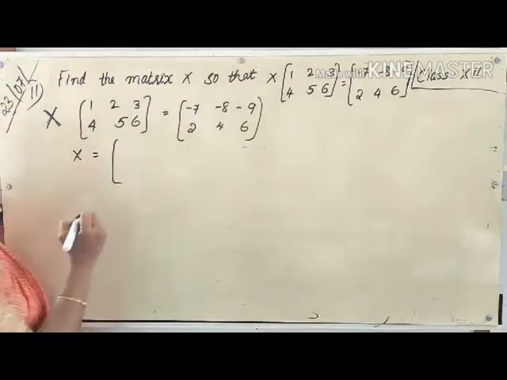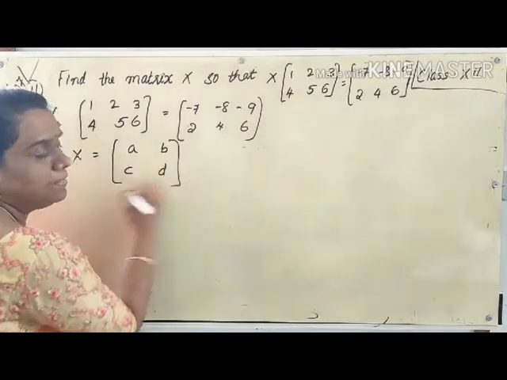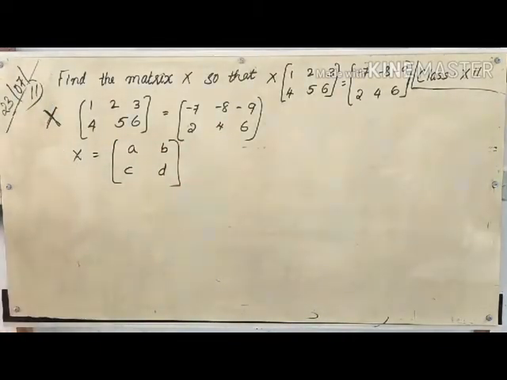Simply you can put A, B, C, D. It's a 2 by 2 matrix. Clear?